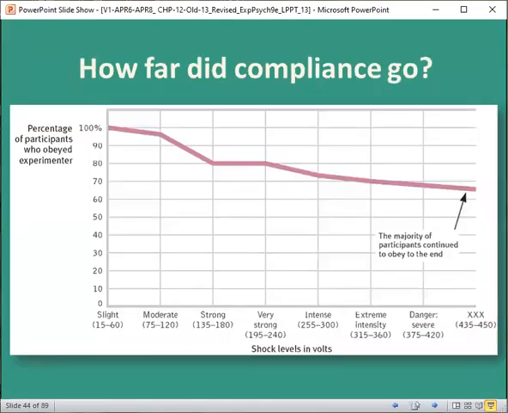Approximately 65% of everyone who went through this initial experiment went to the very end. The majority of participants continued to obey and flipped the switch from 435 to 450 volts. They would shock them. That was shocking to a lot of people. The results indicated that people who are basically psychologically healthy, given the right circumstances and situations, will hurt an innocent person by flipping a switch and making electrical shock go through their body.